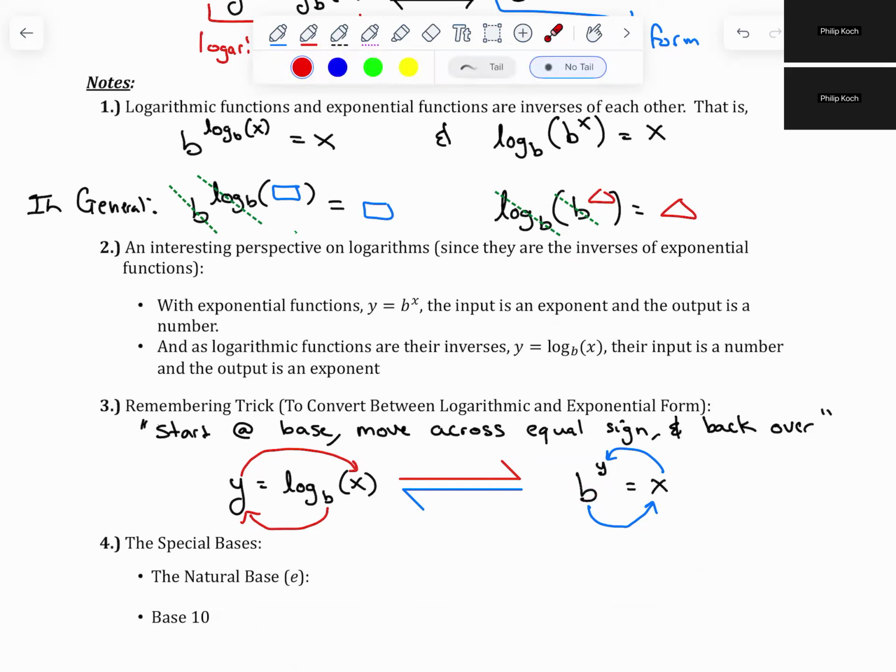So this is the exponential form. If I'm given an exponential equation, I can convert it to logarithms by starting with the base and going log base b of x is equal to y. That's what's going on.